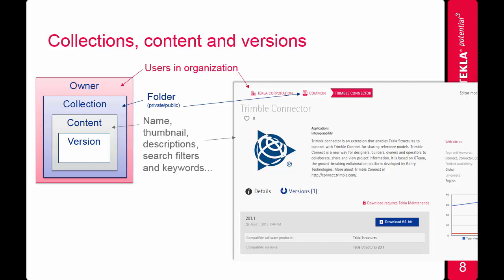Then we have the content, basically what it is: the name, the thumbnail, the description, the tags, the filters, the keywords, and so forth. And then within the content, you have different versions or just one version. The version is basically the files, the payload of the content, what the user wants, and then version specific compatibility information, so if it's related to any Tekla Structures version, for example.